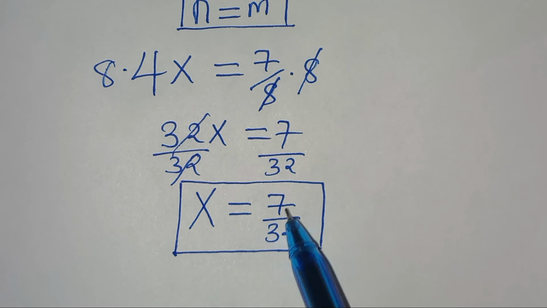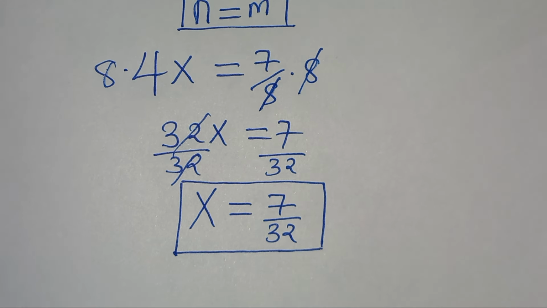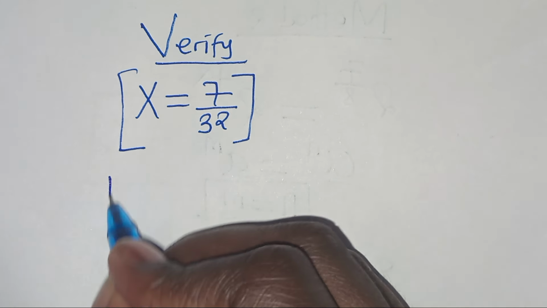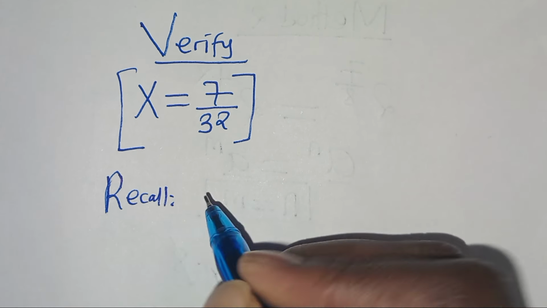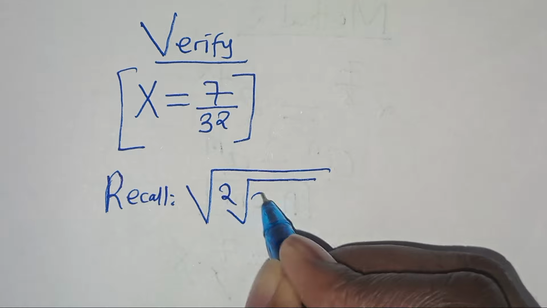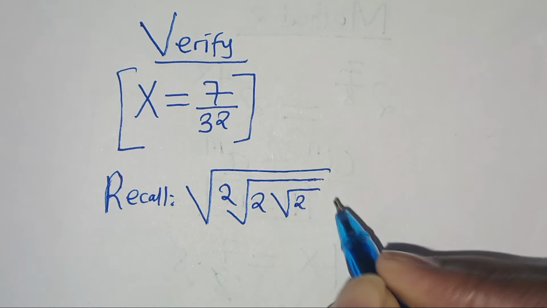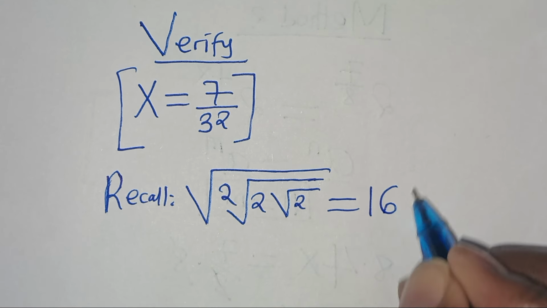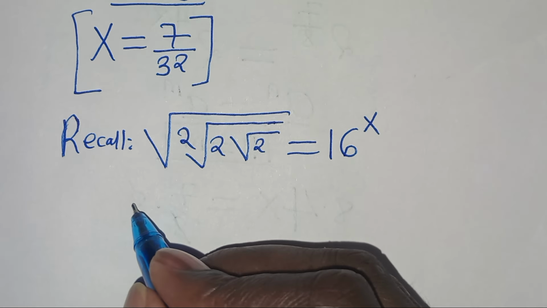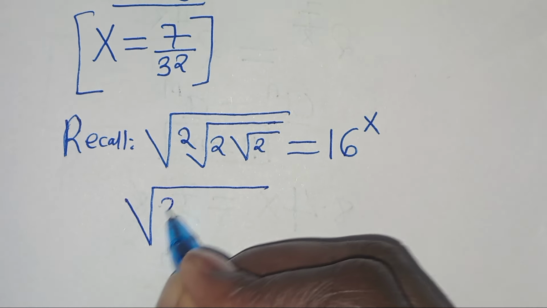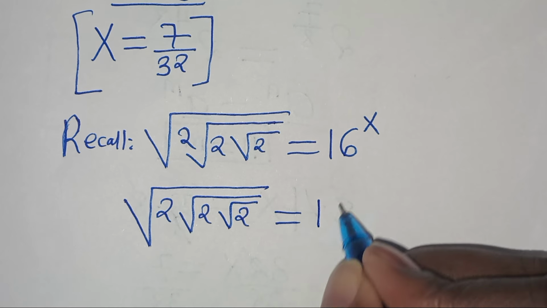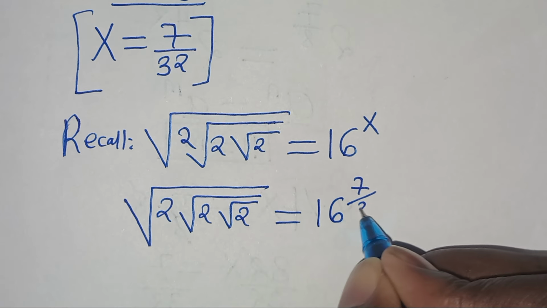Now, let's verify that the value of x here, which is 7 over 32, satisfies the equation. Now, if you recall, we have that the square root of 2 multiplied by square root of 2 multiplied by square root of 2 here is equal to 16 to the power of x. Now, let's substitute the value of x here. So this is square root of 2 multiplied by square root of 2 times root 2 here, equal to 16 to the power of 7 over 32.